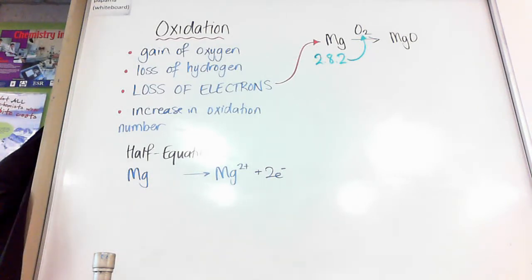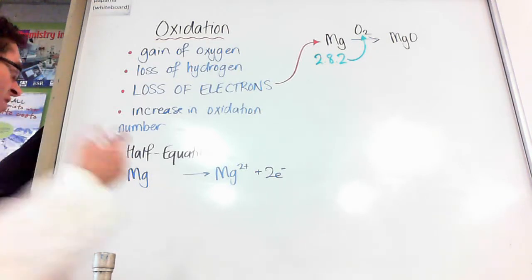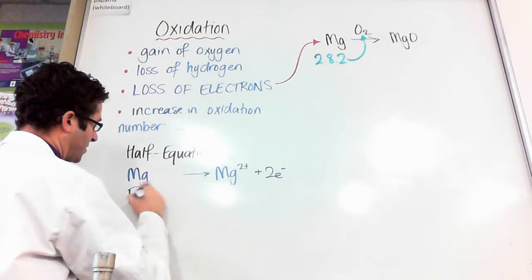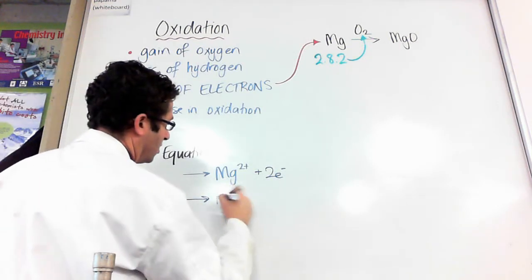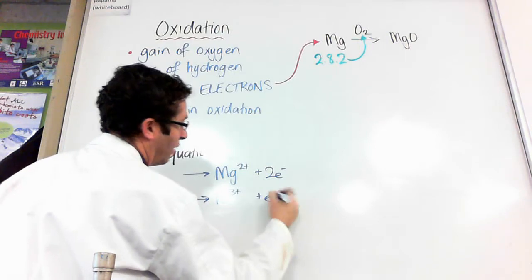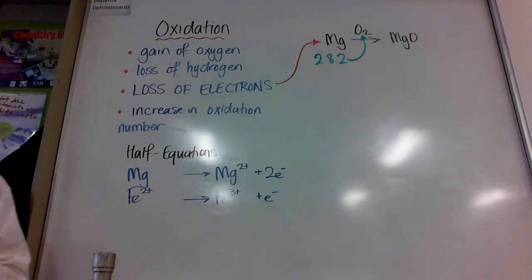There are some metals that have got more than one what we call oxidation state or oxidation number. A good example is Fe2+, which can actually be further oxidized to Fe3+. And again, I add the electron so that both sides have got a +2 charge.